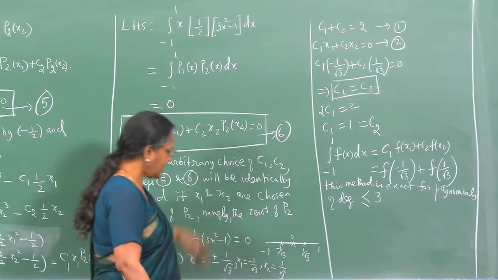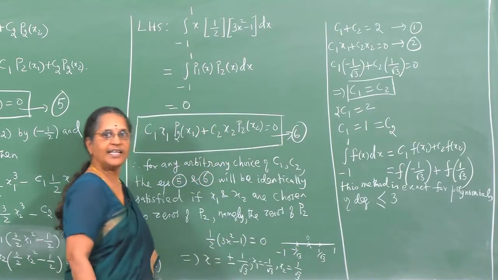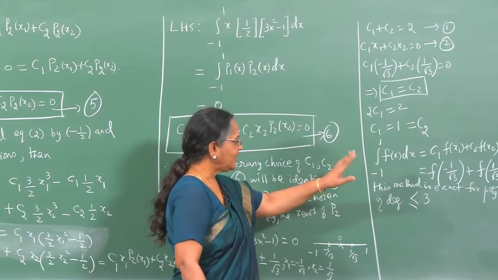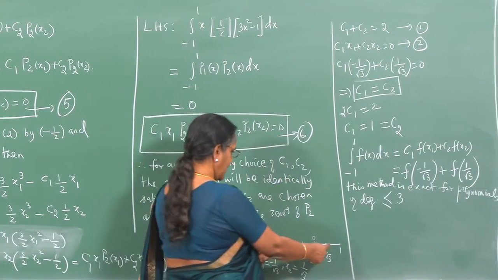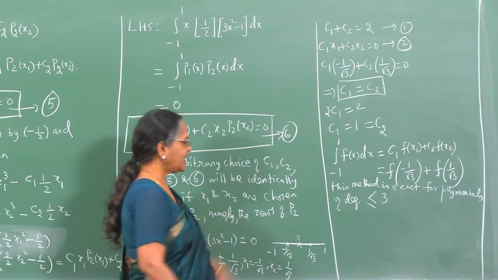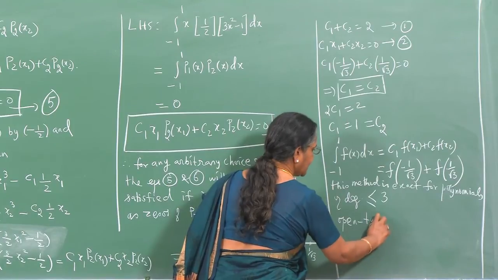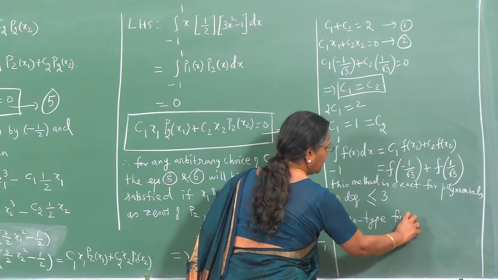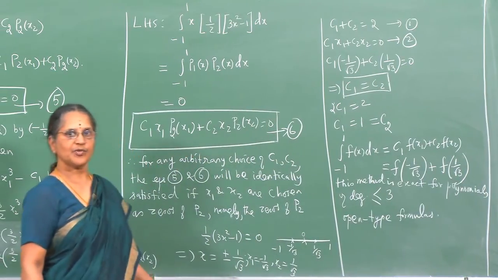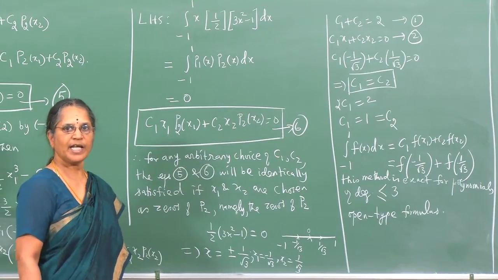As we remarked earlier, the two nodes lie within the interval, they are interior nodes, and the method does not involve the function evaluation at the end points of the interval, and therefore, these methods are referred to as open type formulas, which give you integration methods for evaluating a definite integral of the form minus 1 to 1 f of x dx.